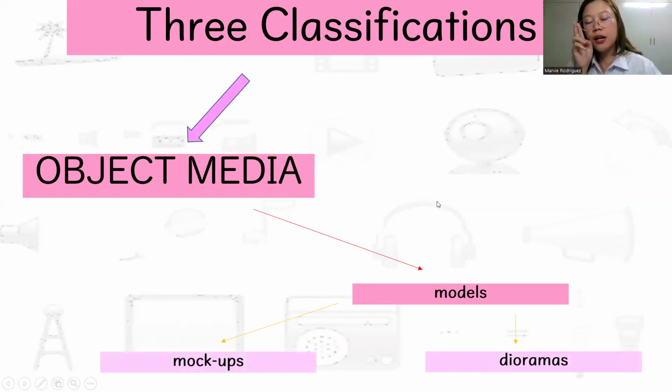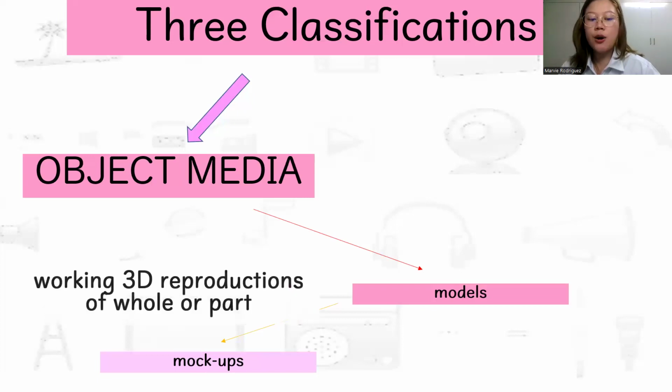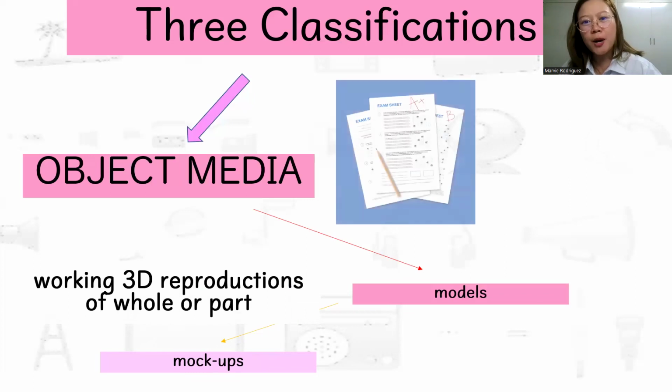Now there are two types of models. So the classifications are mockups and dioramas. Let's talk about mockups. Mockups are working 3D reproductions of a whole or part. The keyword there is working, meaning it's a visual representation, also a simulation. So there is a functionality element there. It can be manipulated. I am reminded of a mock-up test here. You take the test, it's like the actual thing, but it gives you the experience of the actual thing. So it's just like that.